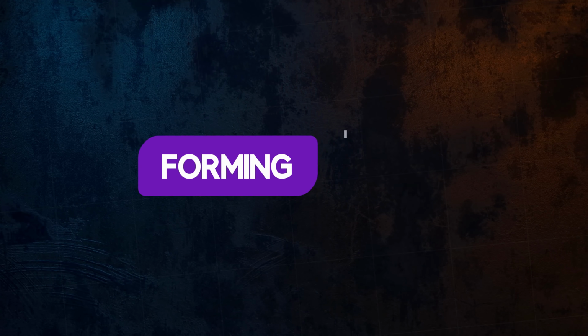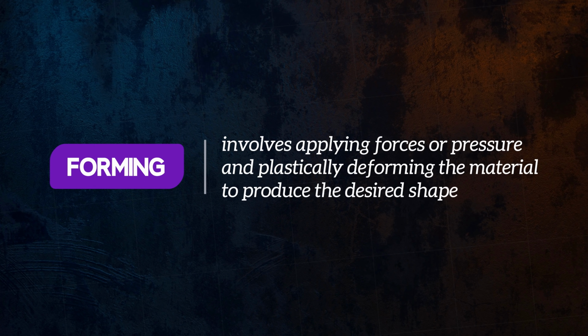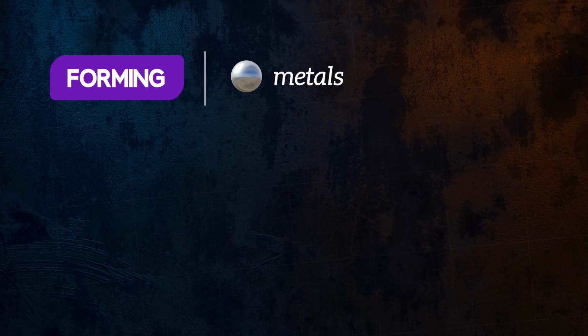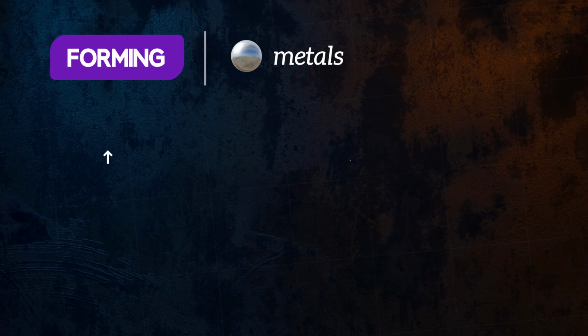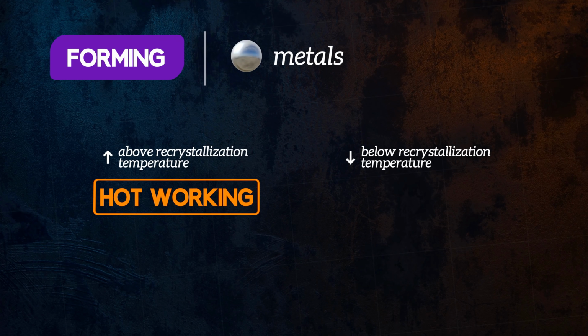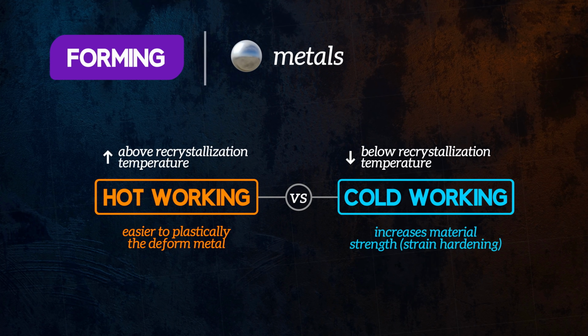Forming involves applying forces or pressure and plastically deforming the material to produce the desired shape. It is typically used for metals. Most forming processes can be done when the metal is either above or below its recrystallization temperature. This is known as hot or cold working. Hot working makes it easier to plastically deform the metal, but cold working causes strain hardening, which increases the strength of the material.